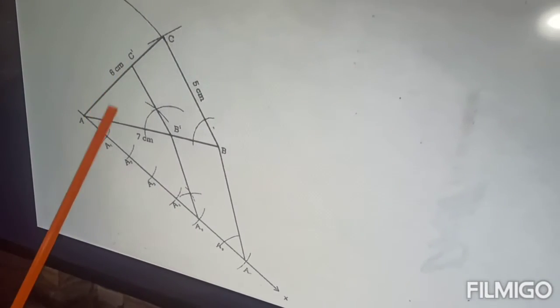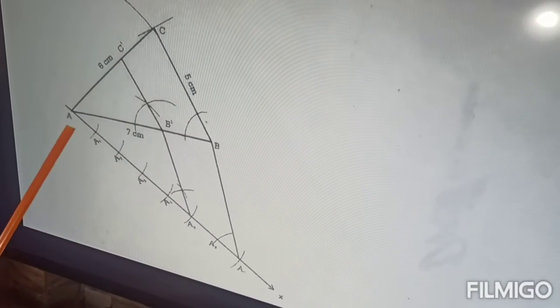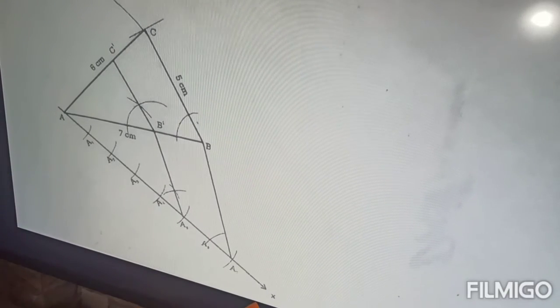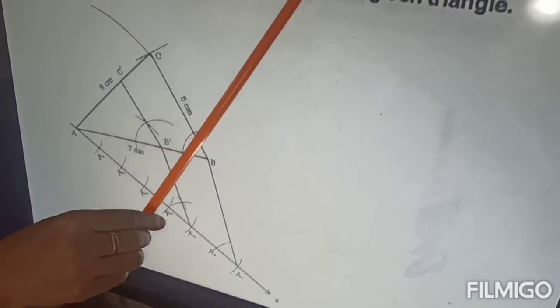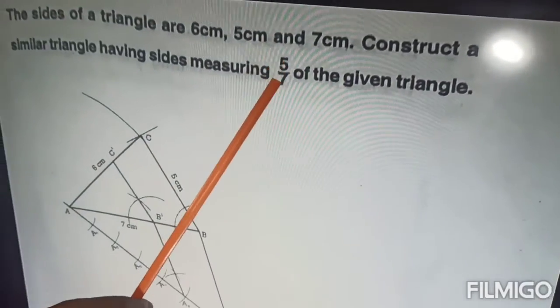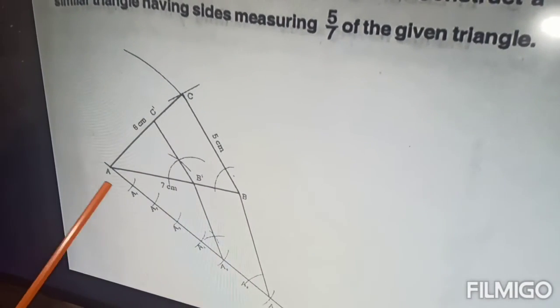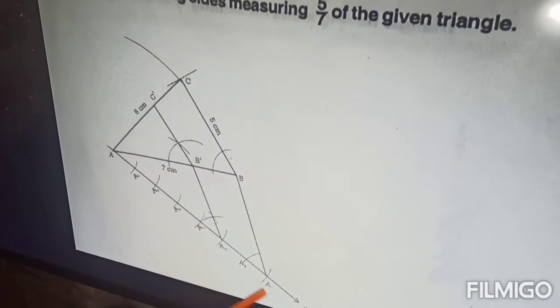After constructing the triangle, draw one straight line AX. Okay. That is opposite to angle C. That straight line should make an acute angle with the straight line AB. After constructing the straight line with an acute angle, on that AX we have to mark 7 here, which is the bigger number in this given ratio. That many arcs we have to make, that many points mark on the AX straight line.